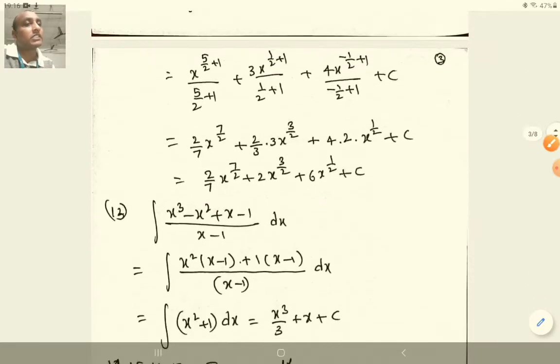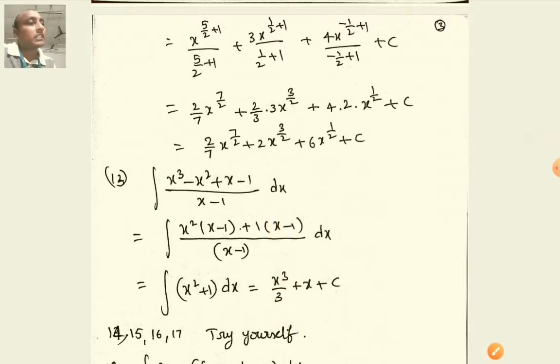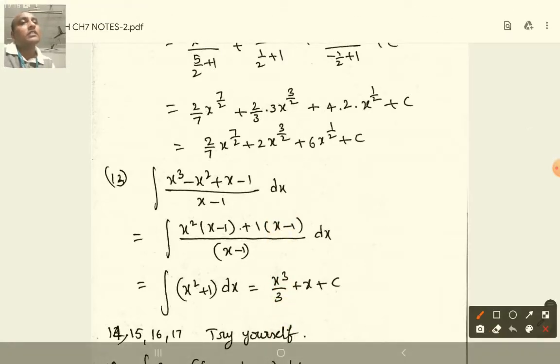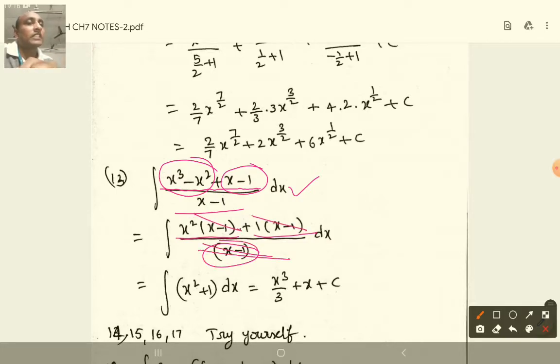Okay, next question, 13th question. Look at the 13th question. What is the 13th question? They are telling us to integrate x cube minus x square plus x minus 1 divided by x minus 1. Take x square common into x minus 1. In this, take 1 common into x minus 1, divided by x minus 1. By splitting the fraction, x minus 1 and x minus 1 will get cancelled.